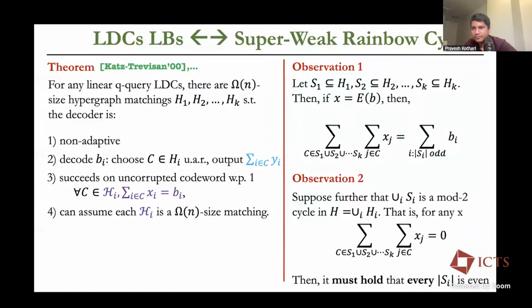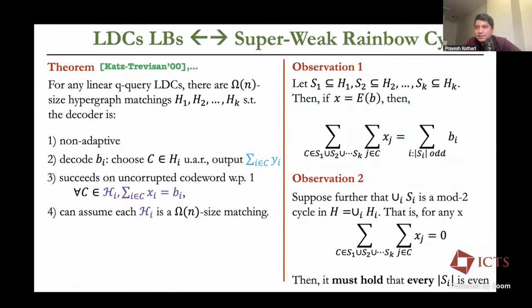Okay. Now notice that if there was a mod 2 cycle, S_1, S_2, ..., S_k, such that some S_i was odd sized, for some i, let's say the first one, S_1 happened to be of size which is odd. Then you have a contradiction, because I can just choose the first message bit to be 1, right? The sum of the X_j must be 0 in the union of the S_i because it's a mod 2 cycle. On the other hand, by observation 1, it must also equal B_1 because S_1 is odd, and let's say all the others are even. So you have a contradiction, which means that in order to avoid a contradiction, it must in fact hold that in any mod 2 cycle, the size of every S_i is even.